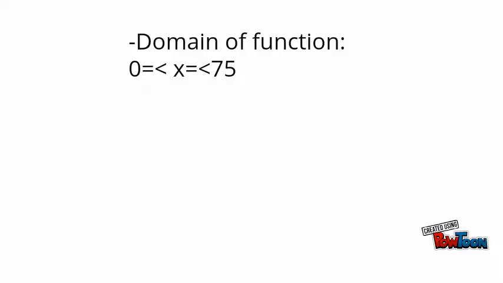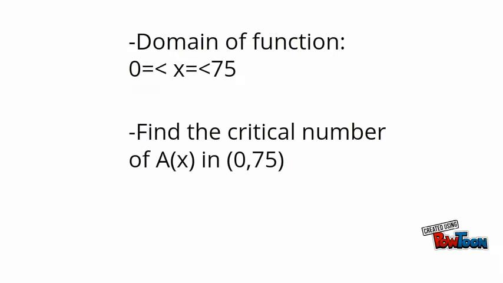Now we will determine the domain of the function. You can't have a negative length of fence, so x can't be negative, and x can be at most 300 divided by 4, or 75. So this is the domain of the function.